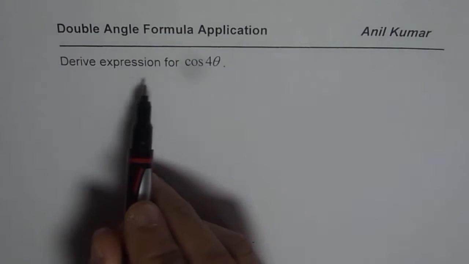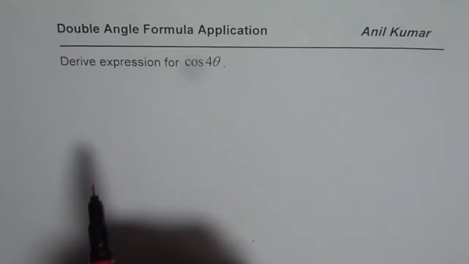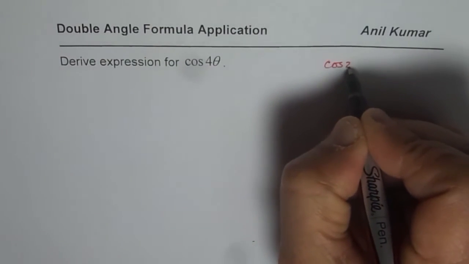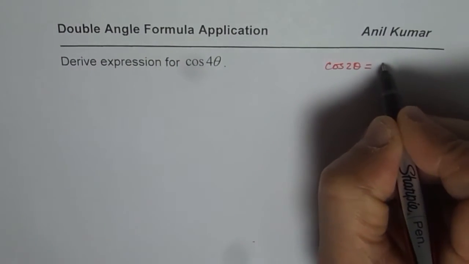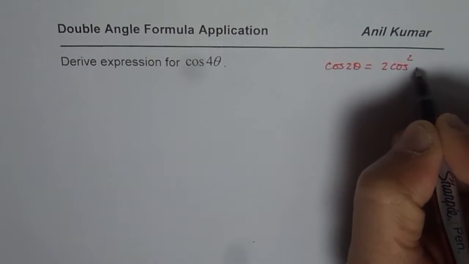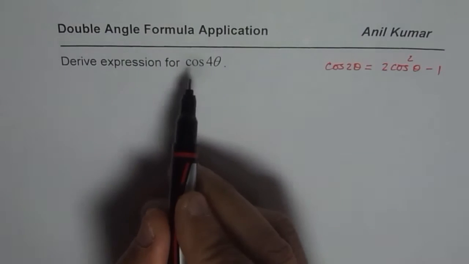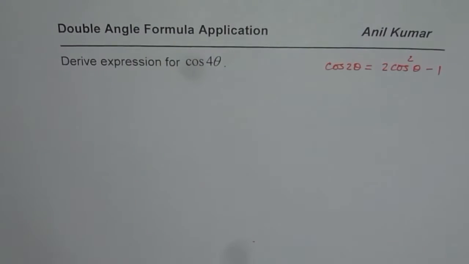I'm Anil Kumar, and in this particular video we will use the double angle formula twice and find an expression for cos 4 theta. The question before us is: derive an expression for cos 4 theta, right? So as you know, cos 2 theta can be written as 2 cos square theta minus 1. So we can use this formula twice to get an expression for cos 4 theta.